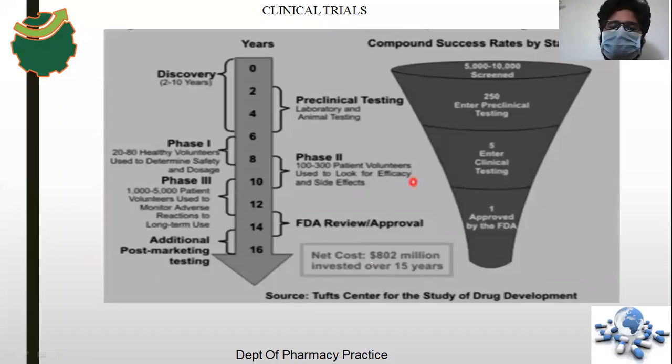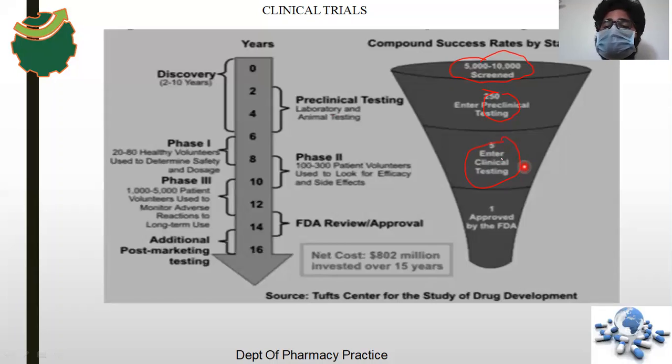Next thing, this is just a picture from an old source, showing how many years it takes and how much money it takes to bring a drug into the market from the discovery phase. If you see this cone shape, like I said, whenever we start with the clinical trial, we start with drug discovery. We start with around 5,000 to 10,000 compounds. By the time it reaches preclinical testing, only 250 molecules will reach preclinical testing. Then only 5 molecules will reach the clinical trial phase, clinical settings.